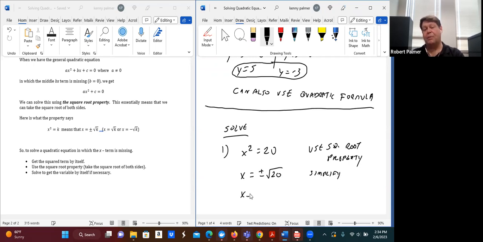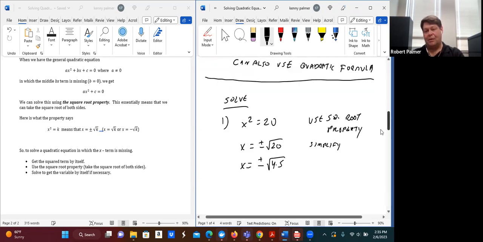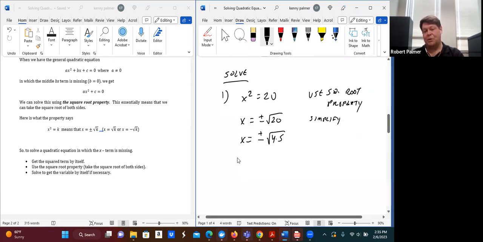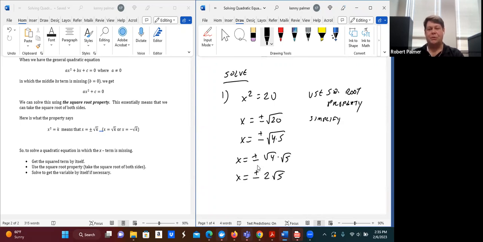So if you recall doing that before, plus or minus, then 20 is not a perfect square, but there's a perfect square inside of 20, which is 4. So I can write 20 as 4 times 5. Then, since I'm multiplying, I can break this up into two radicals. So I have plus or minus the square root of 4 times the square root of 5. Of course, the square root of 4 is 2. So my final answer is x is equal to plus or minus 2 times the square root of 5. And those are my two solutions.